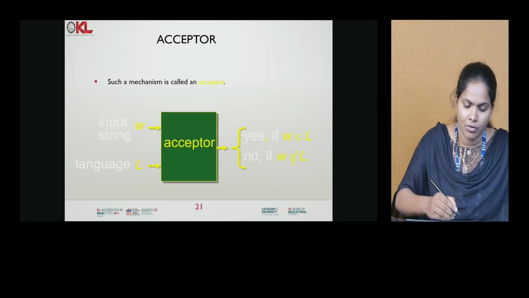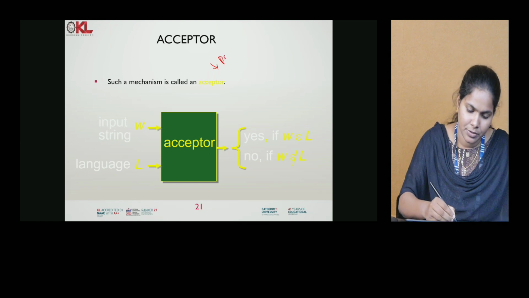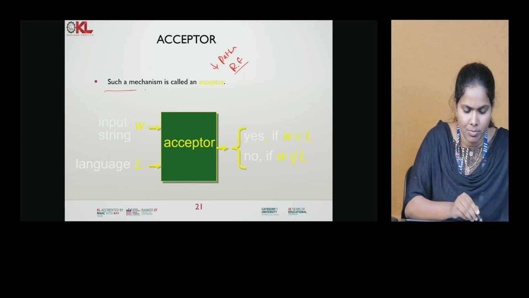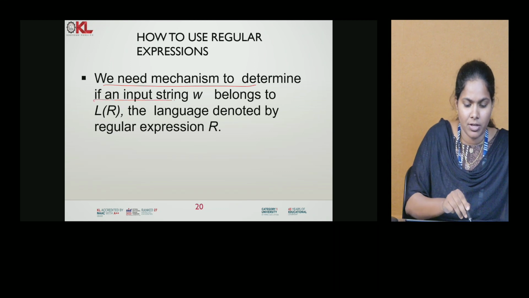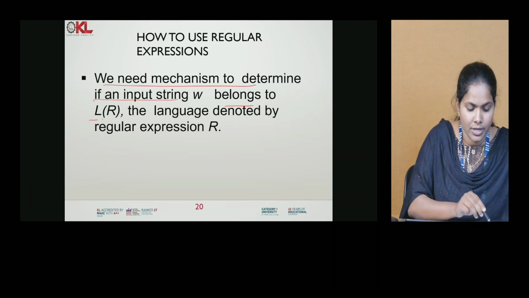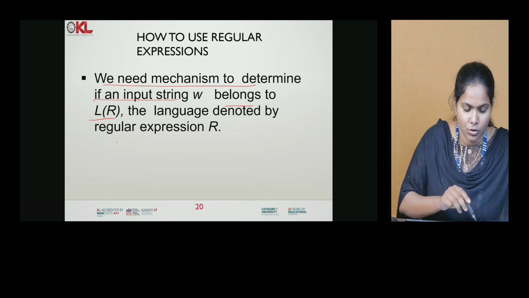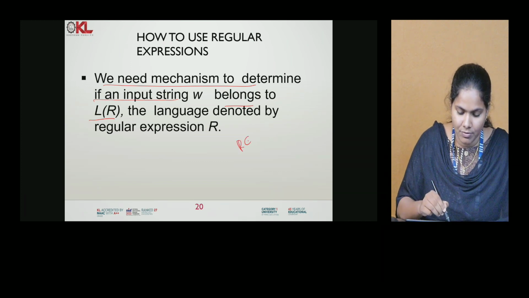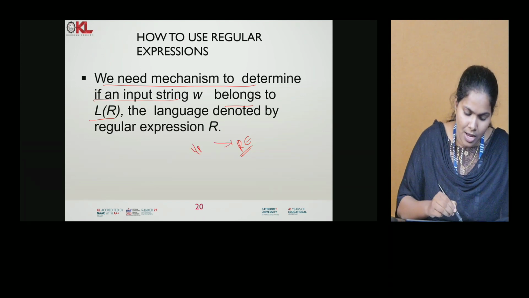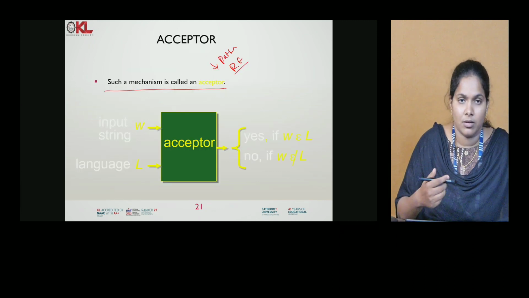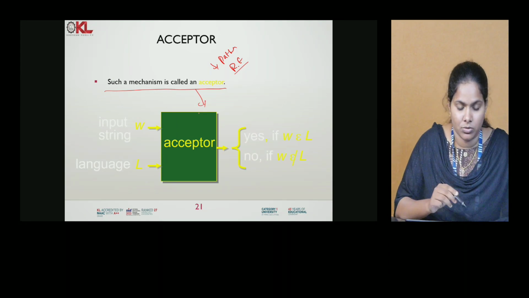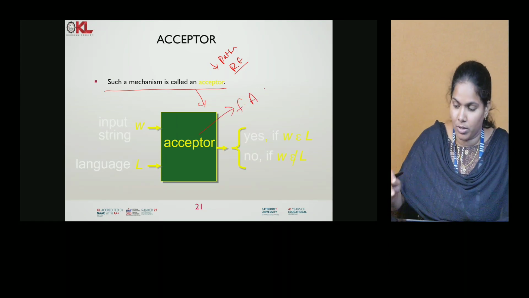I already told you we have defined the patterns by using regular expressions, but we need a mechanism called the acceptor. We need a mechanism to determine if an input string W belongs to the language of R, the language denoted by the regular expression R. Regular expressions we have defined, right? But we need to see whether the input string we are taking is accepted by this regular expression or not. That will be determined by this acceptor, and this acceptor is nothing but a finite automaton.